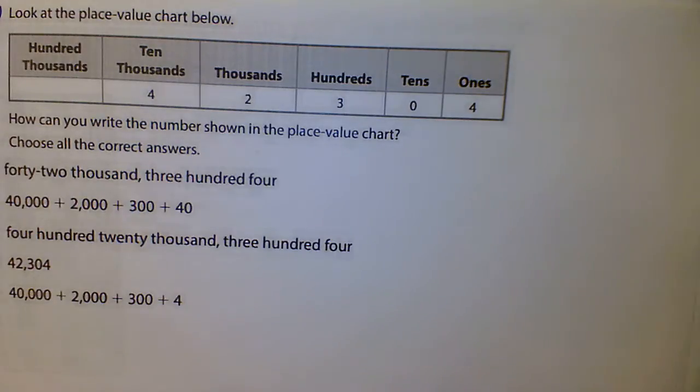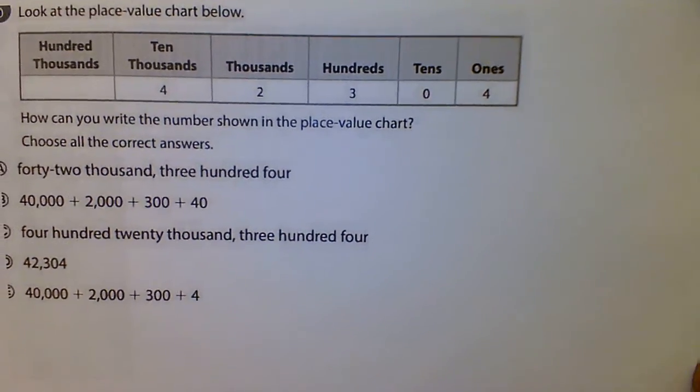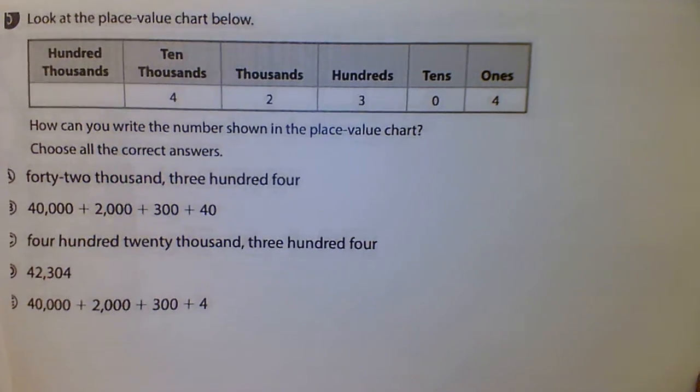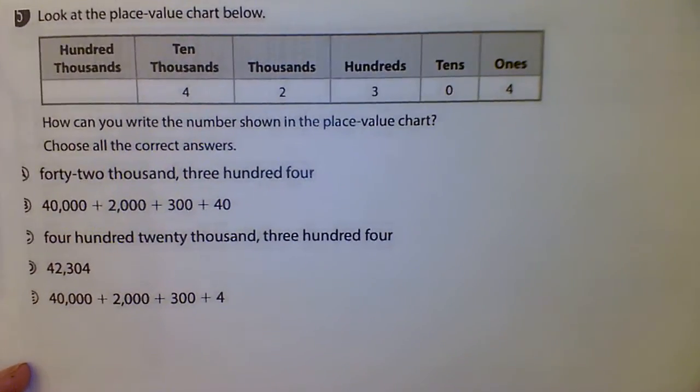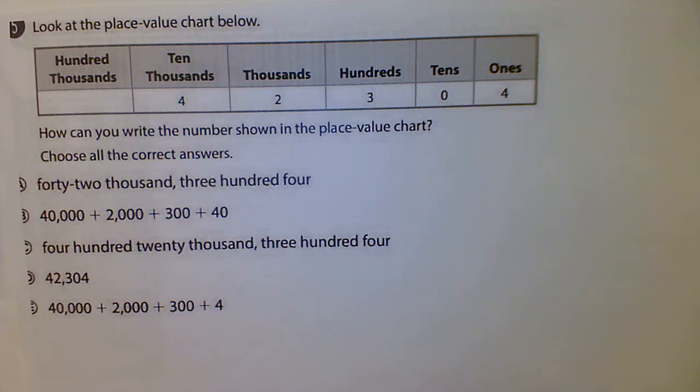All right, let's go to the next problem because we have a bunch to go. Number 5. It says, look at the place value chart below. How can you write the numbers shown in the place value chart? Choose all the correct answers. So that's telling us that we have a bunch of correct answers, and we have to figure out which ones work for this problem. So let's go ahead and take a look.